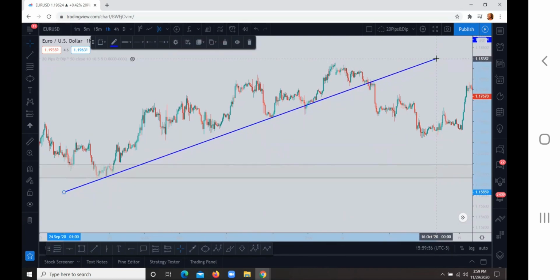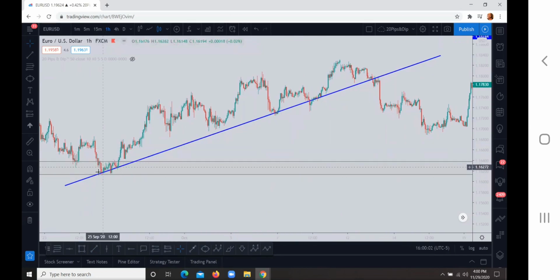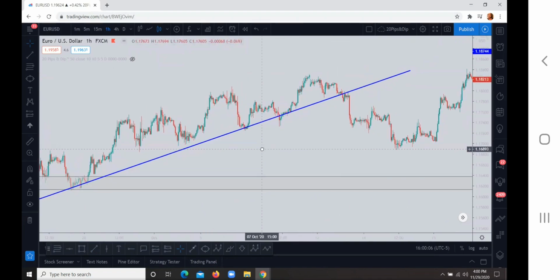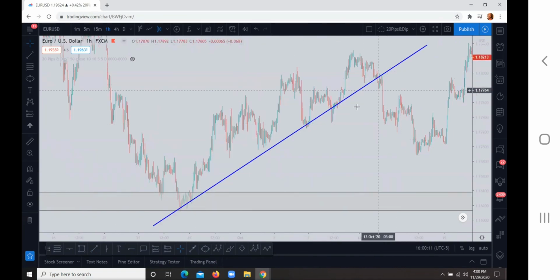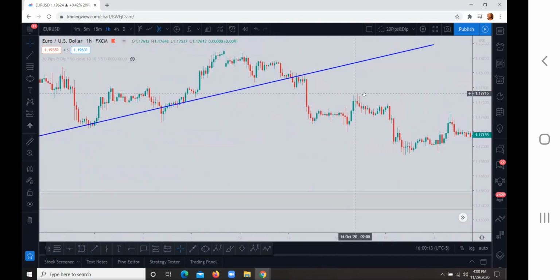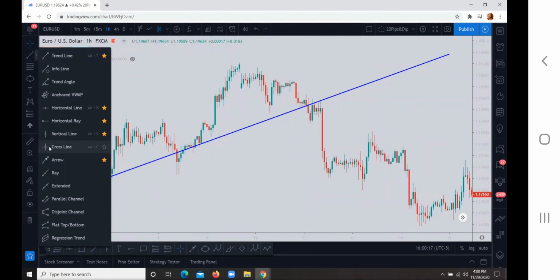Look at this. There's more touches here. When you draw a more fitting trend line, you start to see the fake outs, especially on a higher time frame. So here we have a trend line, guys. And then what happened? Price did one of these.